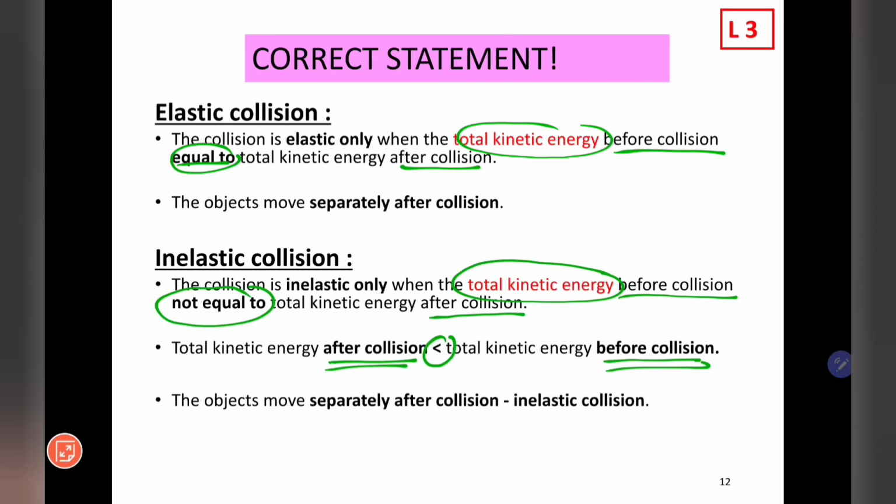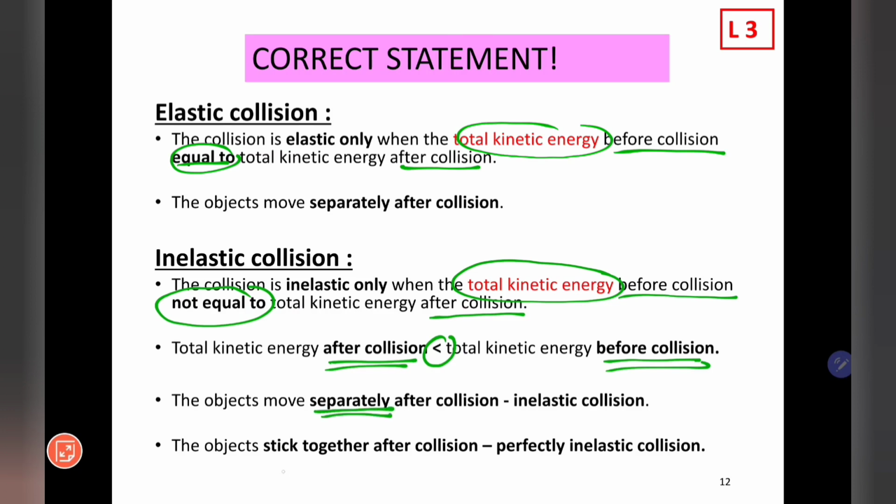If the objects move separately after collision, we call it an inelastic collision. If the objects stick together after collision, we call it a perfectly inelastic collision. So remember, under inelastic collision there are two different situations where the objects can move separately or they stick together, and their names are also different. Moving separately, we call it inelastic collision, while moving together, we call it perfectly inelastic collision. Remember that.